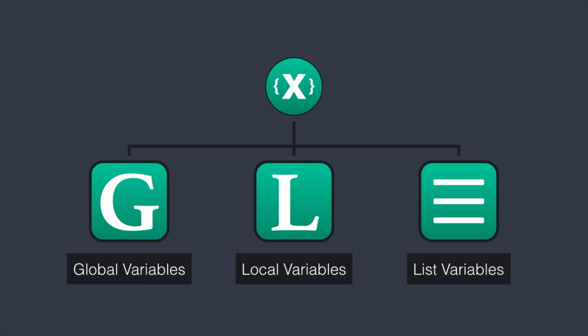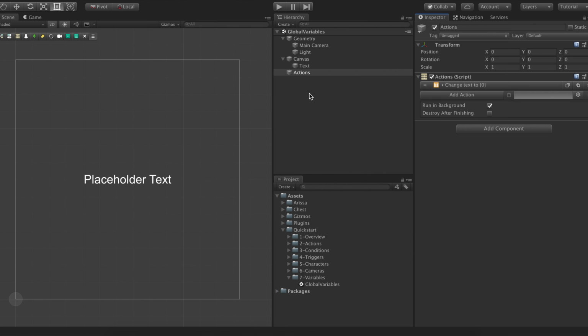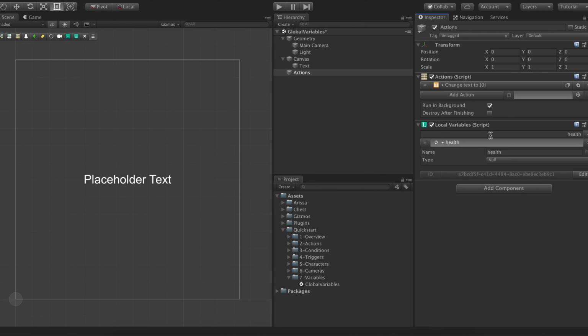Having covered how global variables work, let's now see local variables. These are very similar to the previous one, but they are attached to game objects and their scope is limited to the scene they are in. We'll change the previous action and use a local variable instead. Create a local variable, setting its type as number and 50 as the initial value.